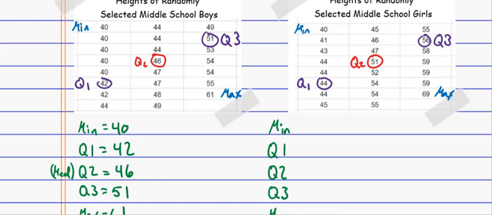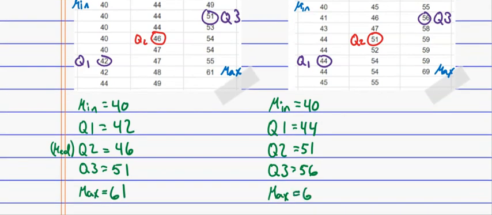Okay. But again, I find the median by counting to the center of the data, and then I find the first quartile by counting to the center of the first half of the data. I find the third quartile by counting to the center of the second half of the data, okay? So it's like we're doing the median over and over and over again when we calculate those quartiles. So should be fairly simple, okay? So here the minimum was 40, first quartile was 44, this was 51, 56, and 60.